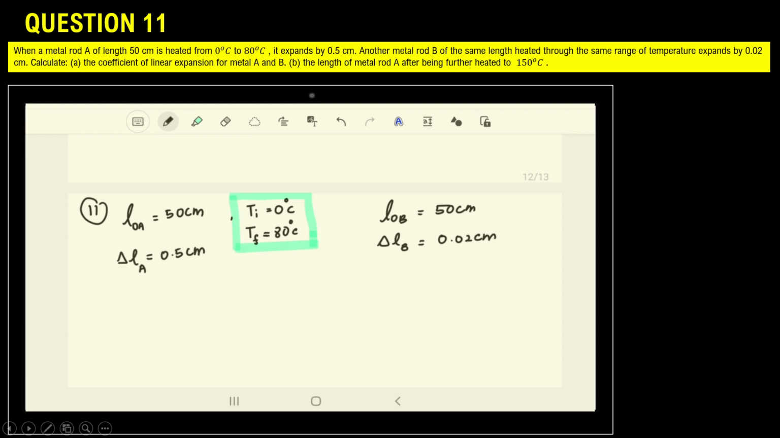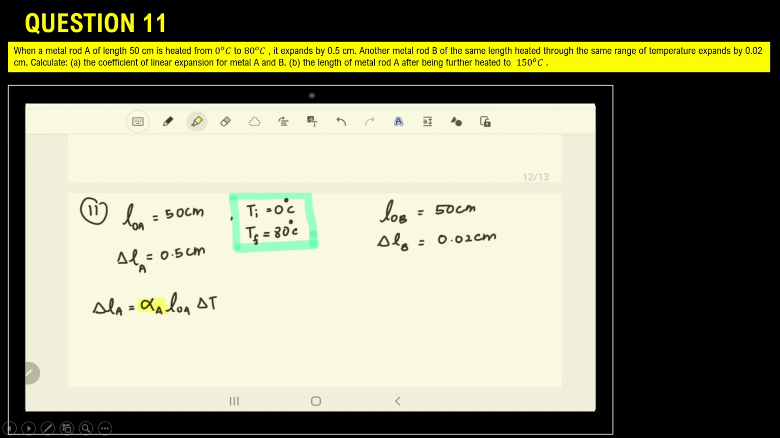Okay, if you can compare, the delta L of A is bigger than the delta L of B. Means that for metal A, it expands faster compared to metal B. Okay, so let's write the equation for the linear expansion. So we have delta L A is equal to alpha A L naught A delta T. Okay, so now we want to find what is alpha A. Okay, so this is our objective.